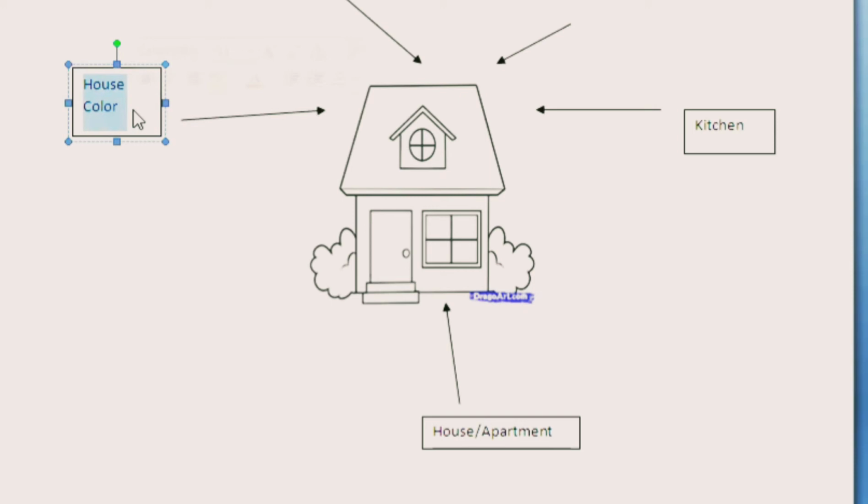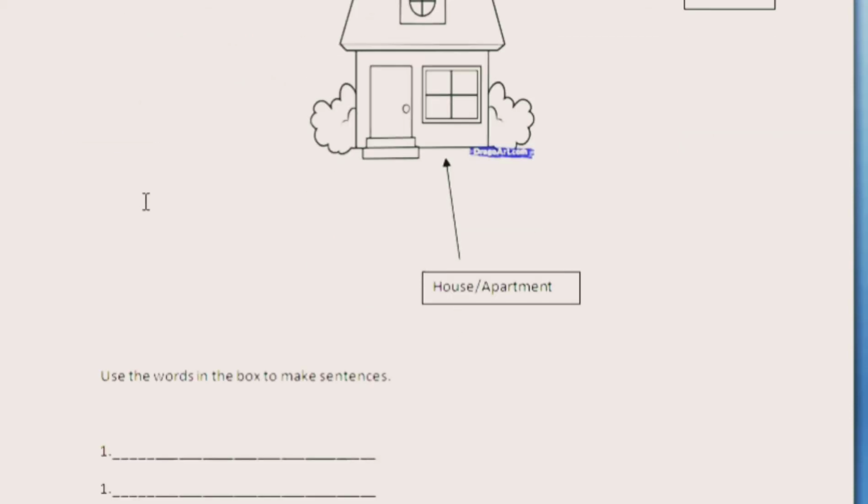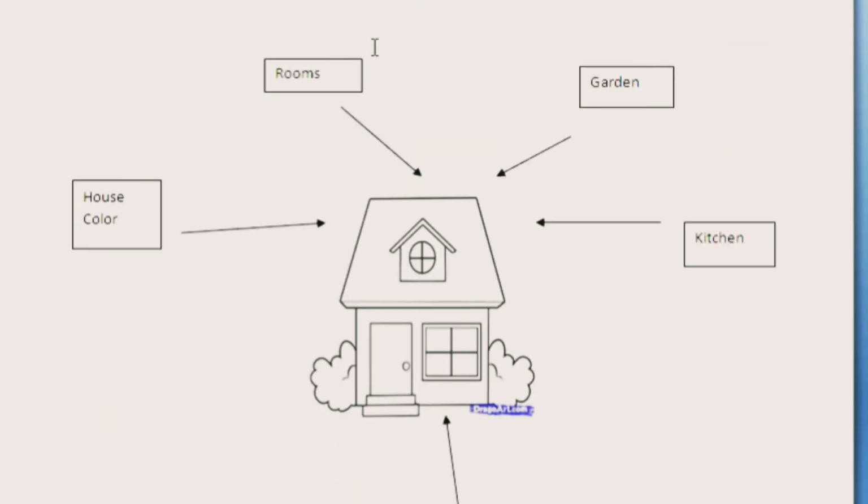So what I'm going to be starting with is saying that I live in a house. It is made up of bricks and cement. Now my house color is white. Then you're going to be talking about the number of rooms. So you can say, I have three rooms in my house.